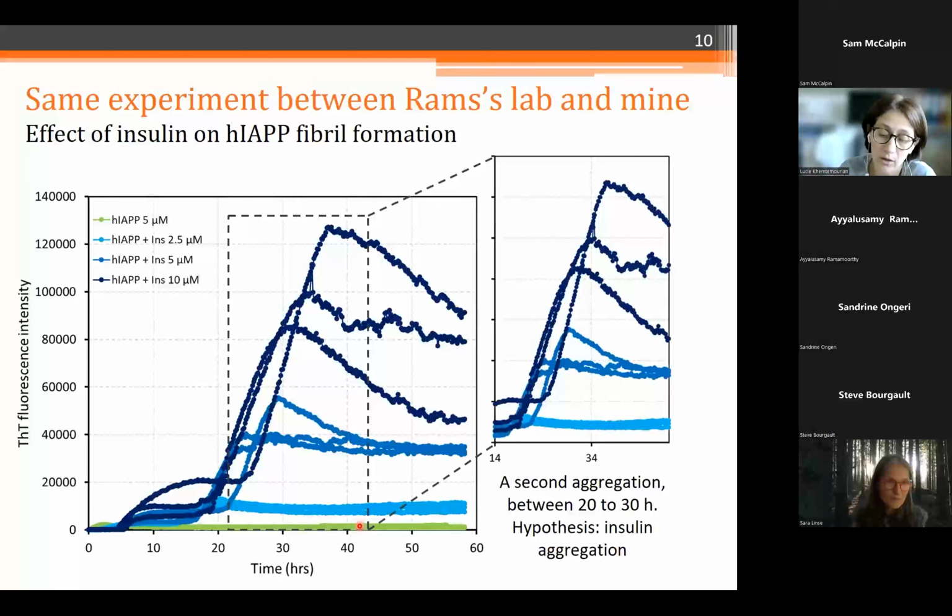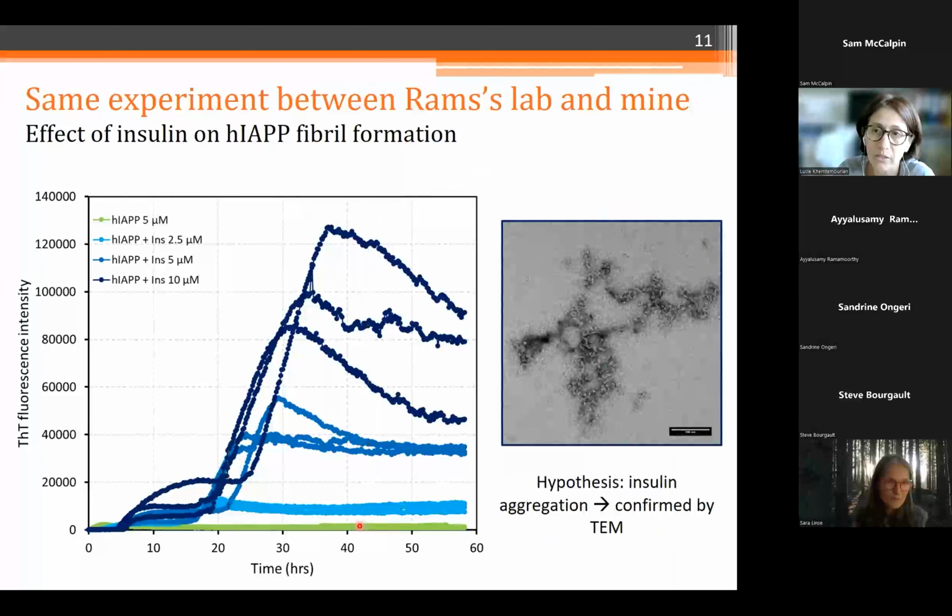bind to insulin aggregates. And we did some microscopy images, and indeed we see some fibrils. Well, not fibrils, but we see really huge aggregates. So we hypothesize that the second step is due to insulin. Sara just gave me an idea to do some mass spec to really confirm this hypothesis. So I think I will do this next.